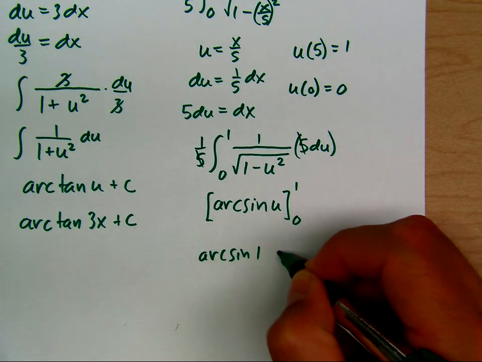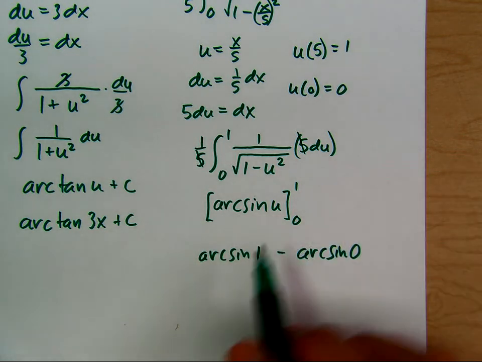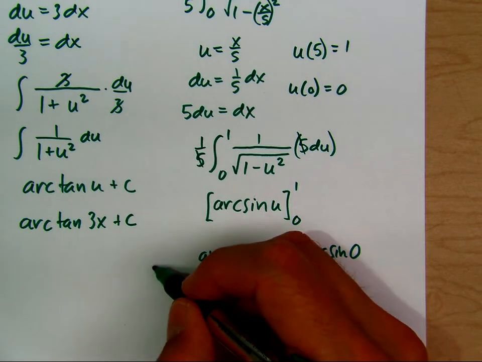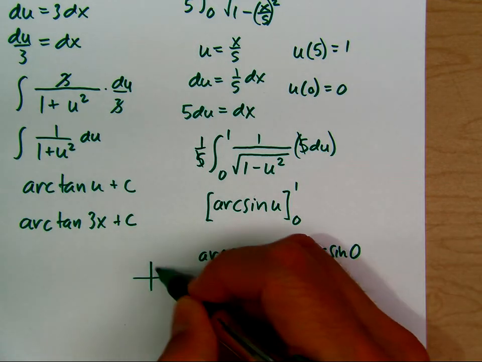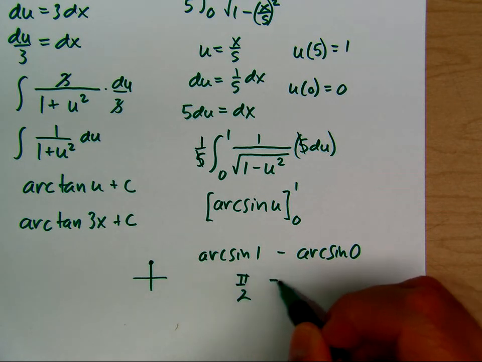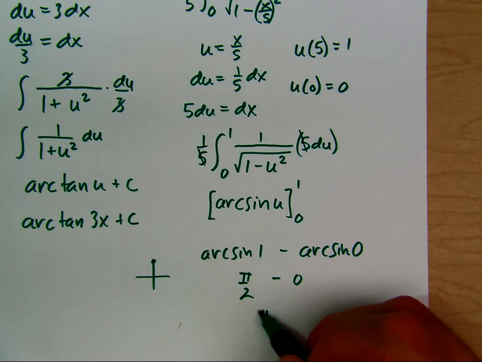Arcsine of 1, arcsine of 0. Find the angle that has a sine of 1. What angle has a sine of 1? That's going to be pi over 2. And which angle has a sine of 0? That's 0. So we get pi over 2.